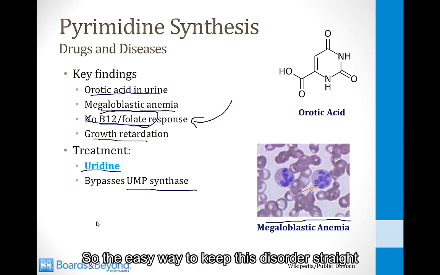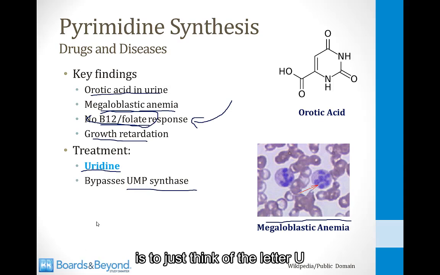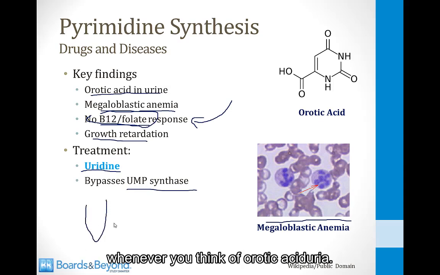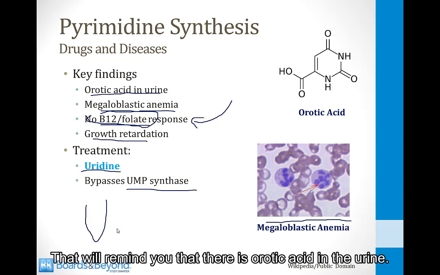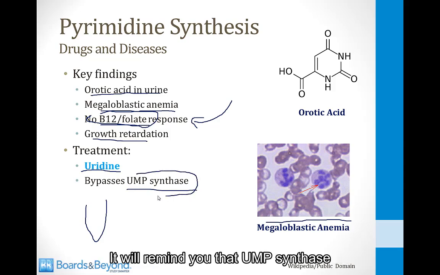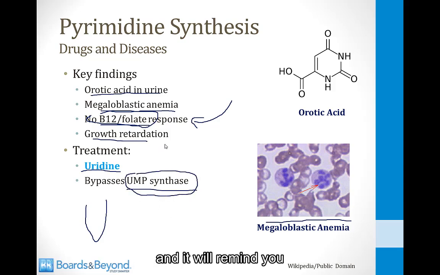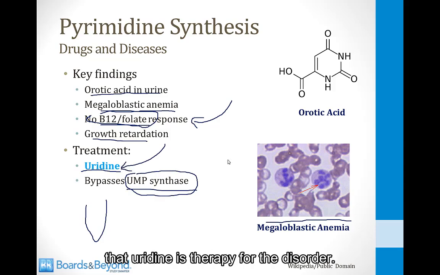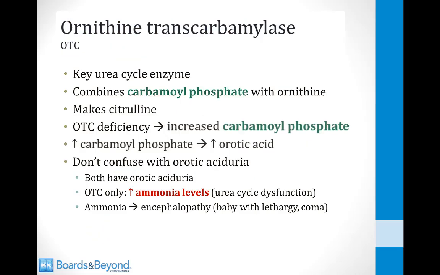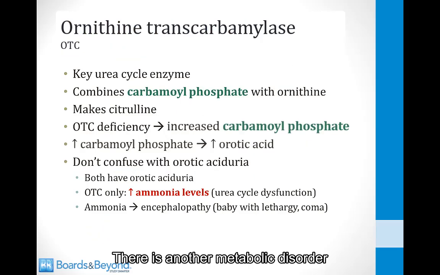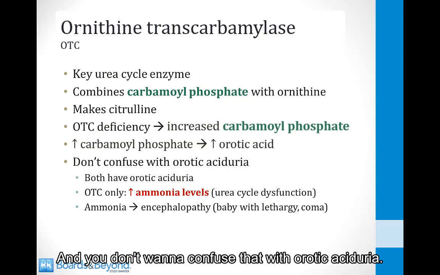pyrimidines. So the easy way to keep this disorder straight is to just think of the letter U whenever you think of orotic aciduria. That will remind you that there is orotic acid in the urine. It will remind you that UMP synthase is the enzyme that's dysfunctional, and it will remind you that uridine is the therapy for the disorder. There is another metabolic disorder that causes high levels of orotic acid to occur in the plasma and in the urine, and you don't want to confuse that with orotic aciduria.